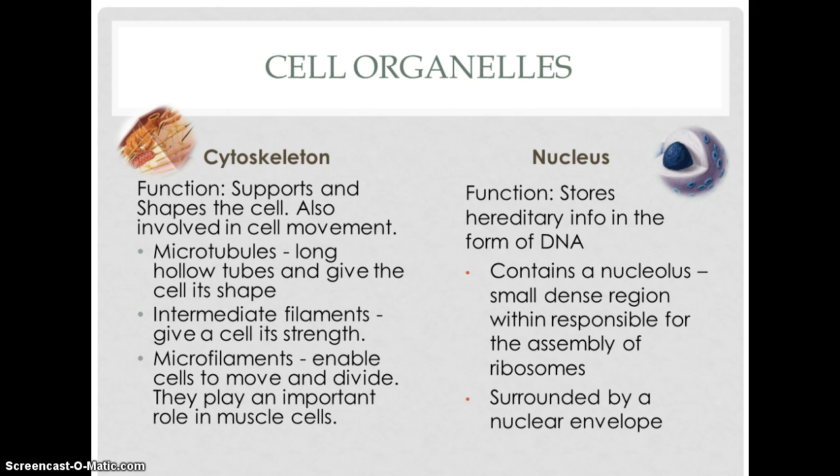The next organelle is the nucleus. The nucleus is a key identifying factor among prokaryote and eukaryote cells, which we discussed prior to this slide. The function of the nucleus is to store hereditary information in the form of DNA. It contains a nucleolus, which is a small dense region responsible for the assembly of ribosomes, and is also surrounded by a nuclear envelope. The nucleus is found in both plant and animal cells.